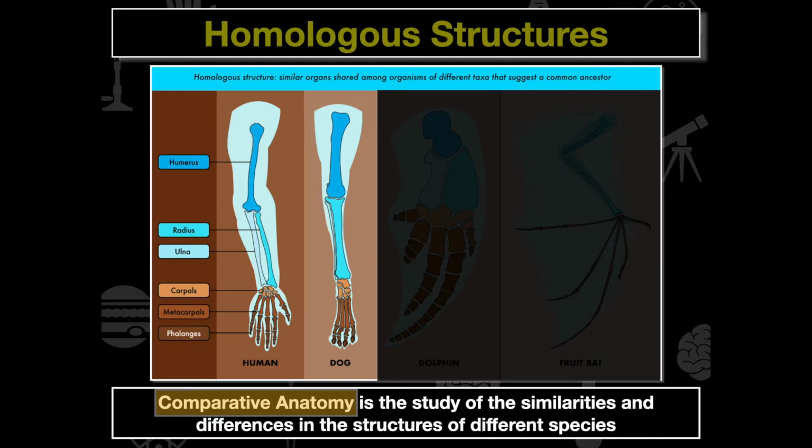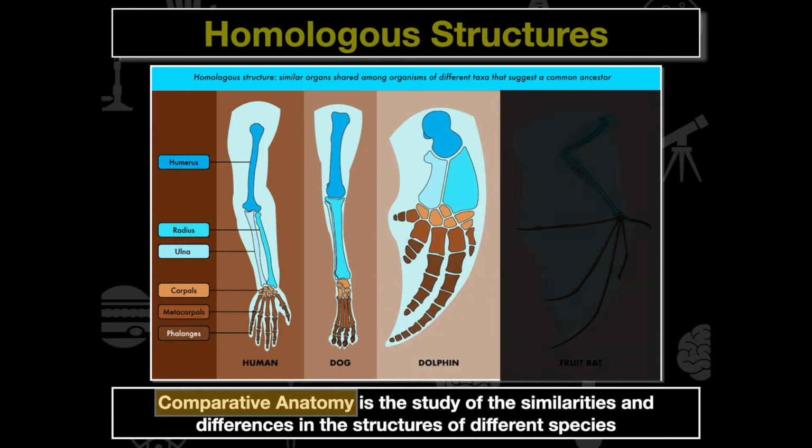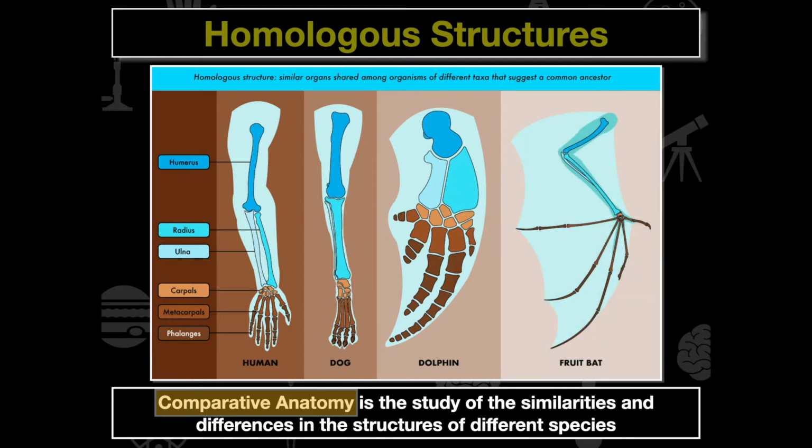So if we're looking at this, these same bone structures exist within the dog, a dolphin, and then we also see it in a fruit bat here. All of these same bones, they're connected in the same way. The size of the bones might be a little bit different, but the connection and the same type of bones exist.